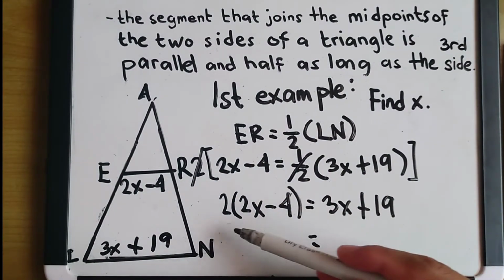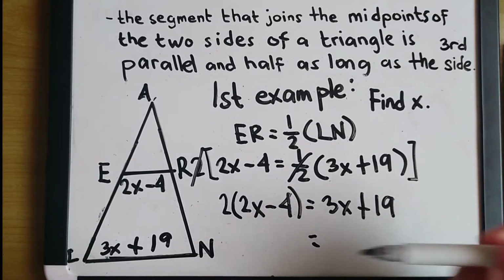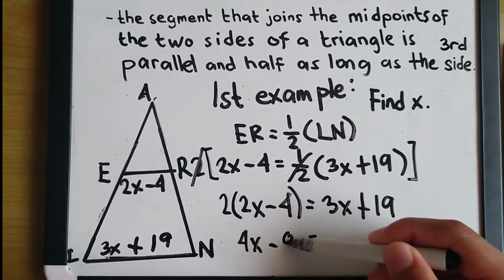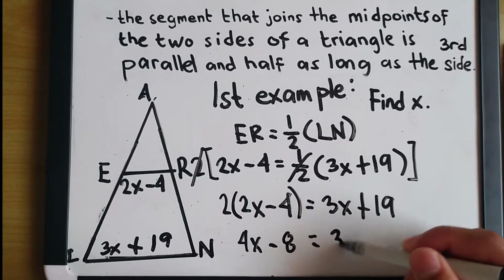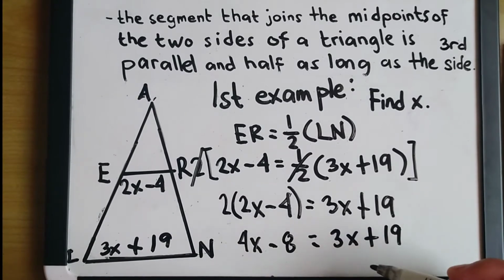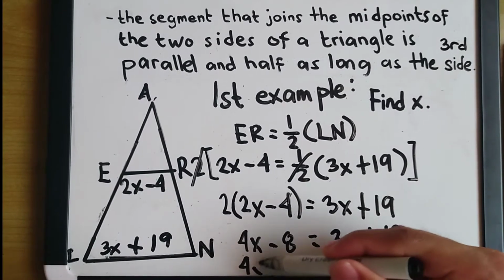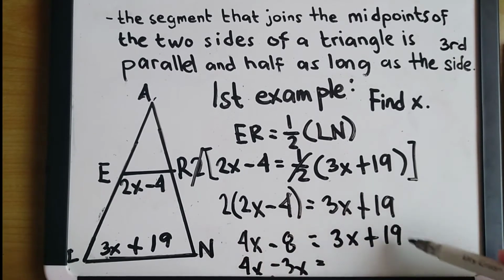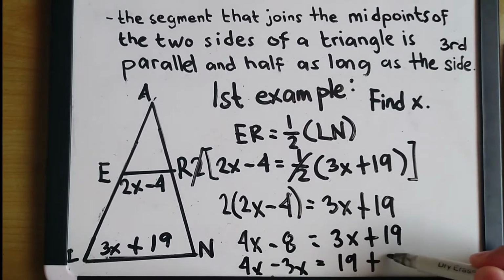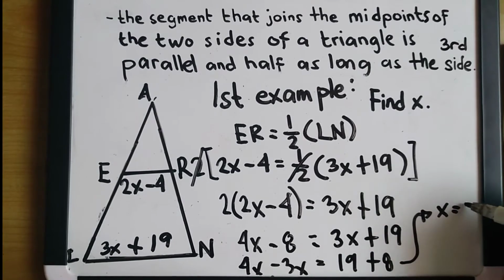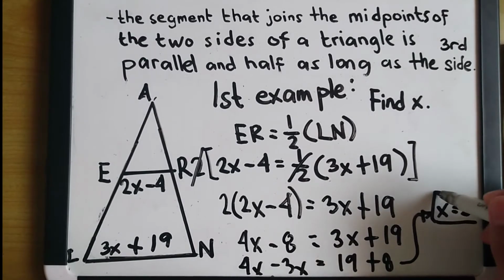Here we have 2 on the left side, 2 multiplied to 2x minus 4. So 2 times 2x is equal to 4x, and 2 times negative 4 is equal to negative 8. So we have 4x minus 8. We will just copy 3x plus 19. Now we will combine like terms. We will transpose 3x to the left side, so it will become 4x minus 3x. And we will transpose negative 8 to the right side, so it will become 19 plus 8. So our x is 19 plus 8, which is equal to 27. So our x is equal to 27.